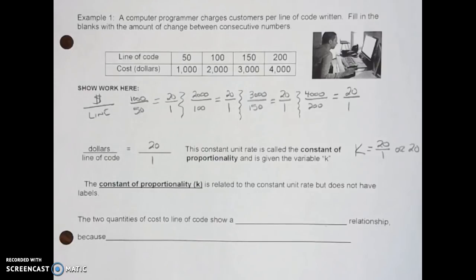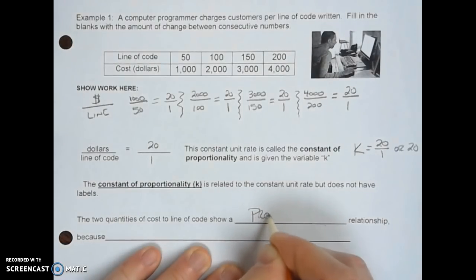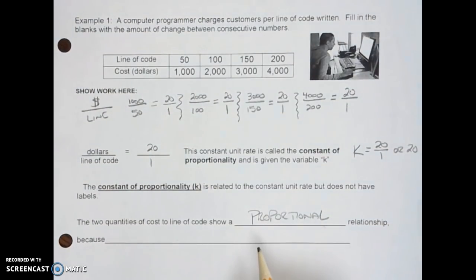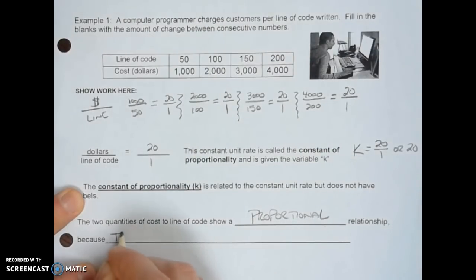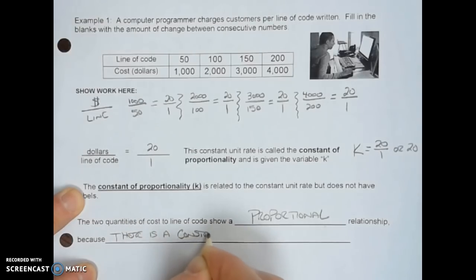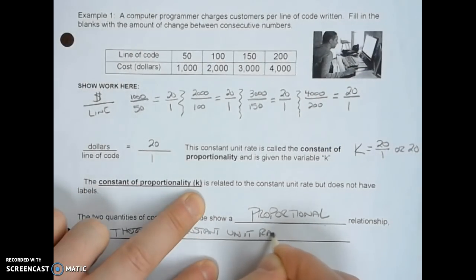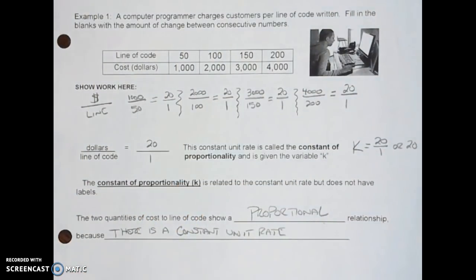Now we need to answer whether or not this relationship was proportional or non-proportional. The two quantities of cost to line of code show a proportional relationship. And we know that this was a proportional relationship because all 4 of the unit rates were the same. So we would say that the relationship is proportional because there is a constant unit rate. If we have a constant unit rate, then it's a proportional relationship.